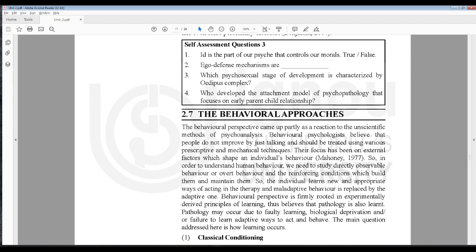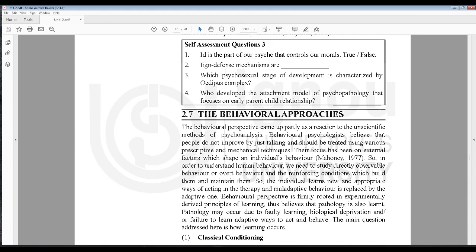So, the individual learns new and appropriate ways of acting in the therapy, and maladaptive behavior is replaced by the adaptive one. Behavioral perspective is firmly rooted in experimentally derived principles of learning, thus believes that pathology is also learnt. Pathology may occur due to faulty learning, biological deprivation and or failure to learn adaptive ways to act and behave. The main question addressed here is how learning occurs.